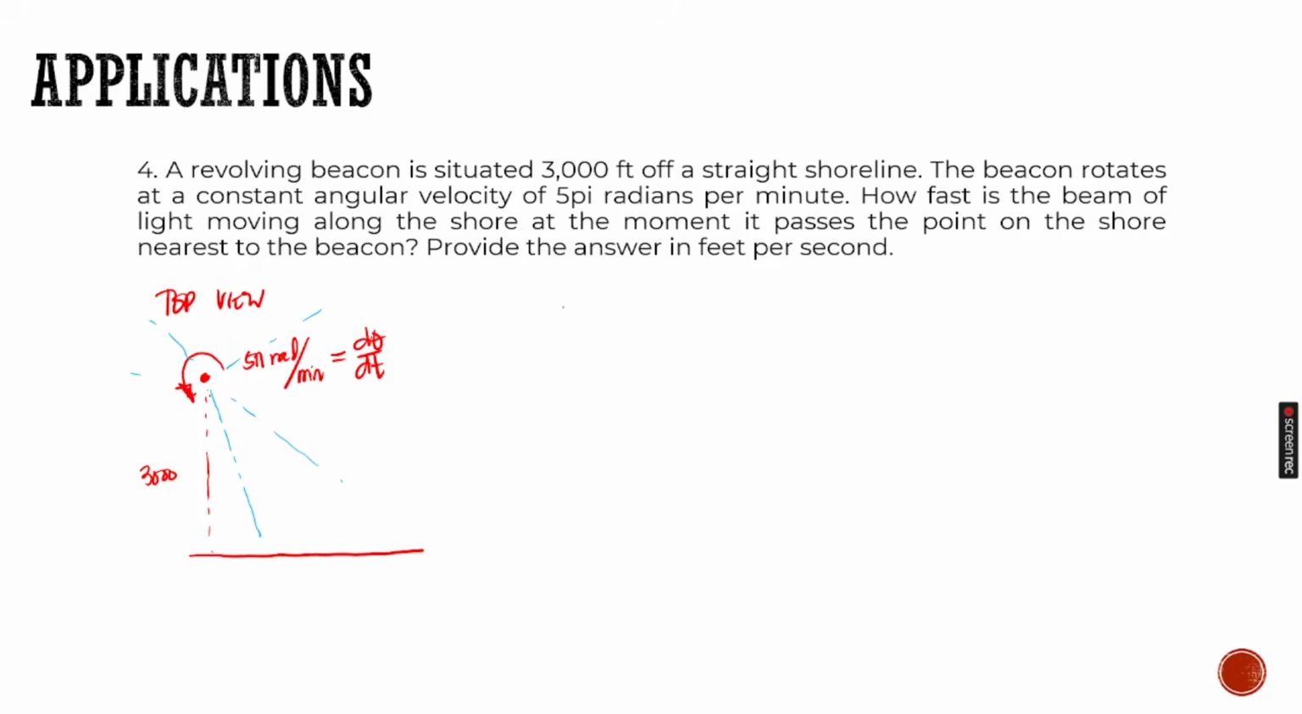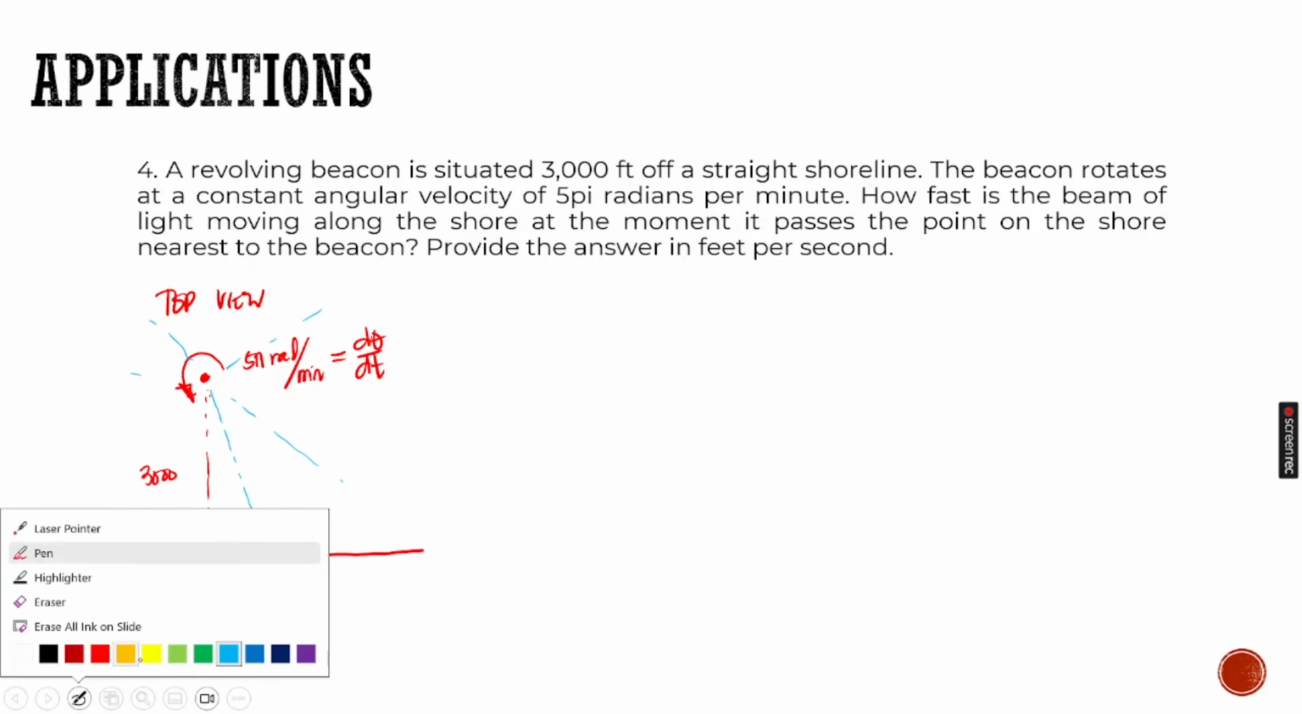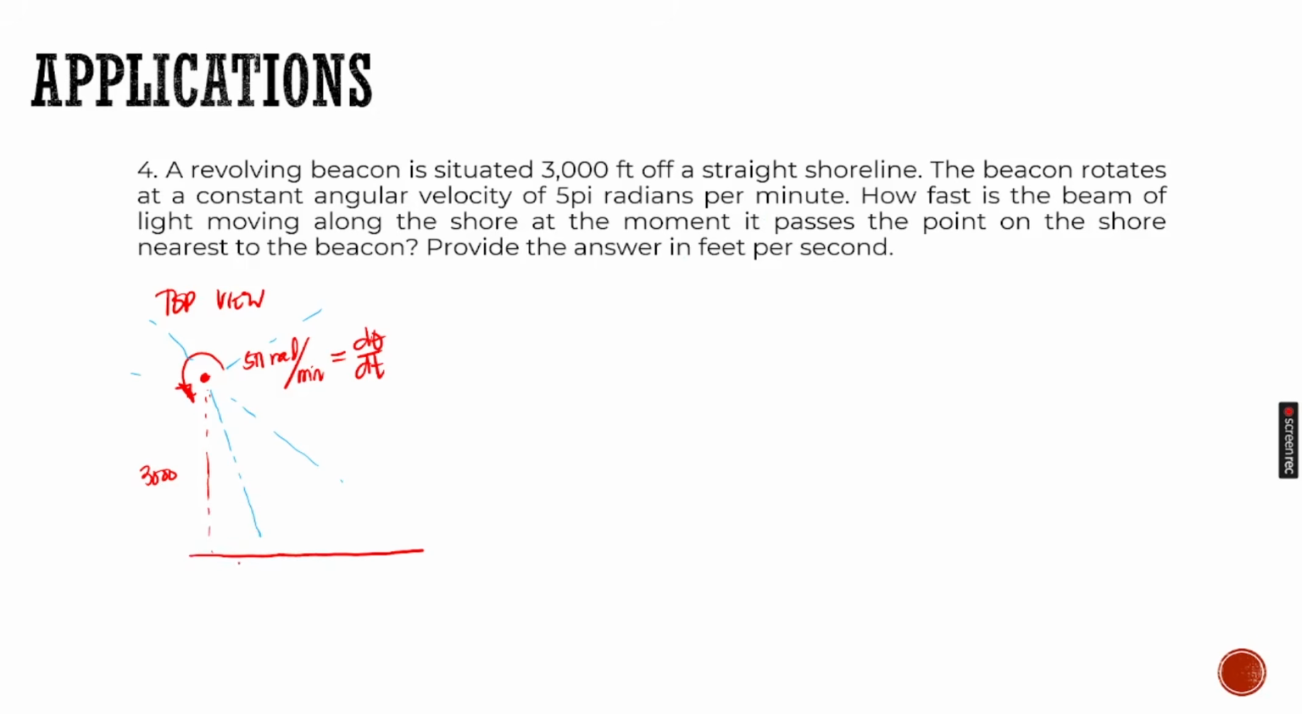The problem says, how fast is the beam of light moving along the shore. So what is the velocity or speed of the beam of light? We'll call this shoreline x. So what we are trying to solve here is the dx dt value.